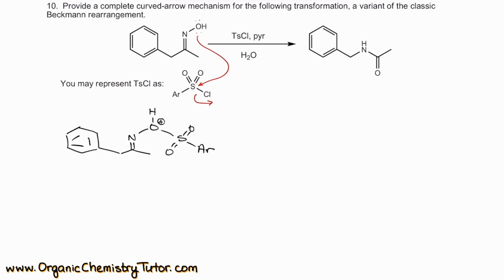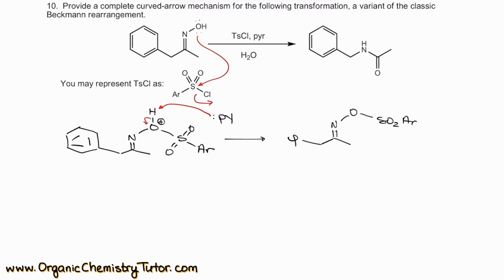Then from here we can say that our pyridine or water, pyridine is more likely because it's more basic, is going to come in and deprotonate that, giving us our neutral intermediate. So I have the phenyl ring, I've got my nitrogen over here, O, SO2, aryl over here like that, and the methyl group over there. Then the next thing that we are going to have here is our leaving group dissociation, and at the same time we are going to have one of our carbon bonds migrating.